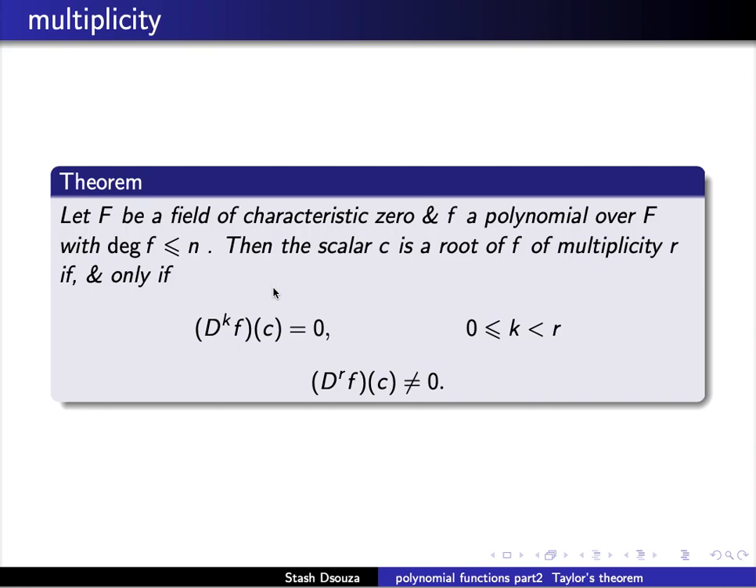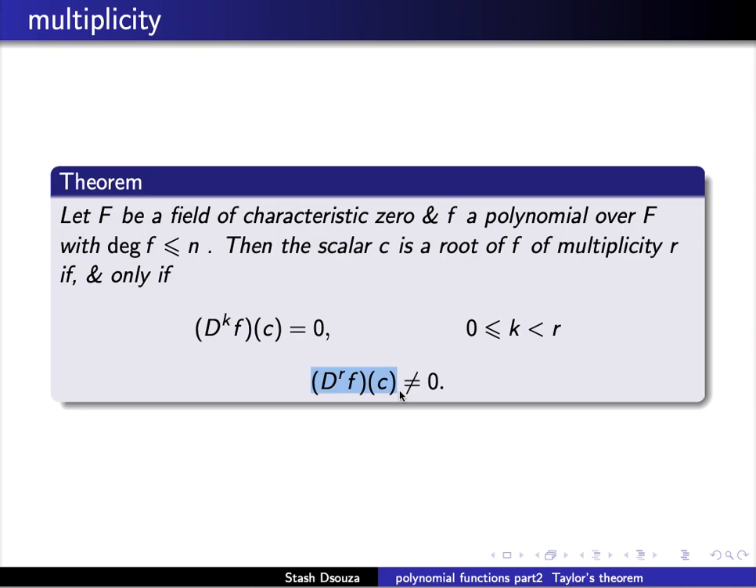Now we present a short corollary of this result. Let F be a field of characteristic 0 and f a polynomial over capital F of degree at most n. Then the scalar c is a root of f of multiplicity r if and only if the kth derivative of f at c is 0, that is, it vanishes for all k strictly less than r, and the rth derivative of f at c is non-zero.